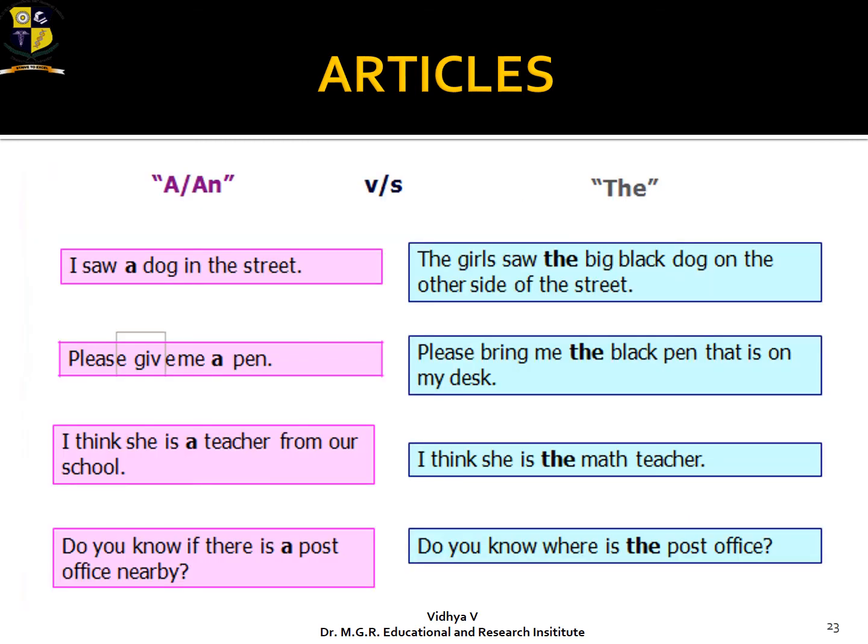So some more examples of a versus the. So I saw a dog in the street. The girls saw the big black dog on the other side of the street. Please give me a pen. Please bring me the black pen that is on my desk. I think she is a teacher from our school. I think she is the math teacher. Do you know if there is a post office nearby? Do you know where the post office is?